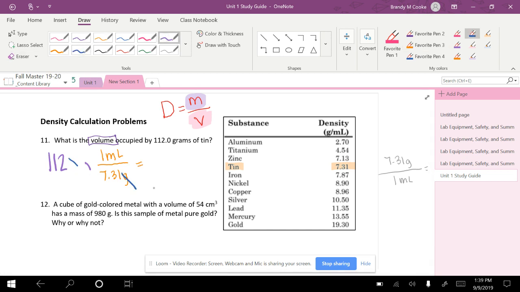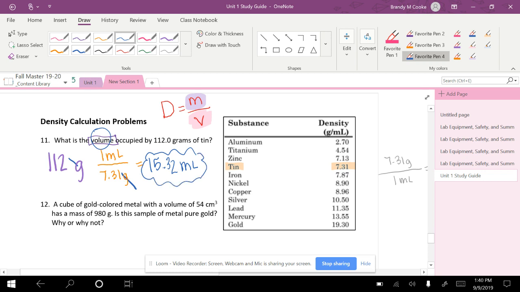And again, I can see my units, my grams. Okay, sorry, I erased some stuff. So I can cancel out those units and I'm left with milliliters, which again, I can confirm, yes, that's what the question wants. So if I take this and I do the math, 112 divided by 7.31, I get 15.32 milliliters. And that's my final answer.